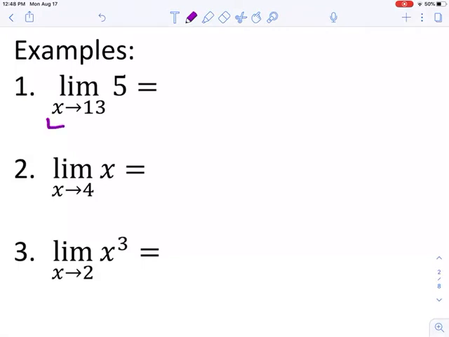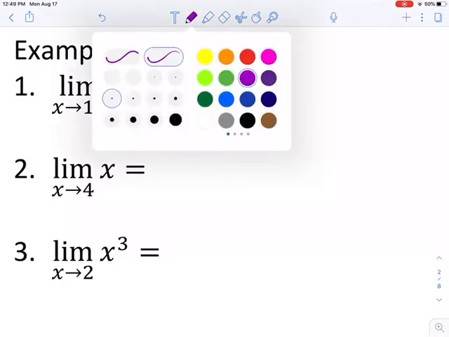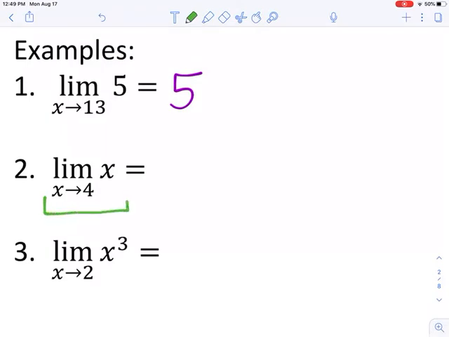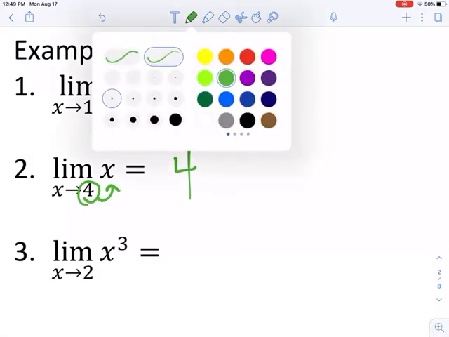So the limit as x approaches 13 of 5, well, if we just have a constant, that means we have a horizontal line and our y value is the same no matter where we are. So this limit is just going to be that constant, 5. Here, the limit as x approaches 4 of x, well, remember, that's this line right here. Basically, we're just going to throw this number in for x, so this limit is 4.